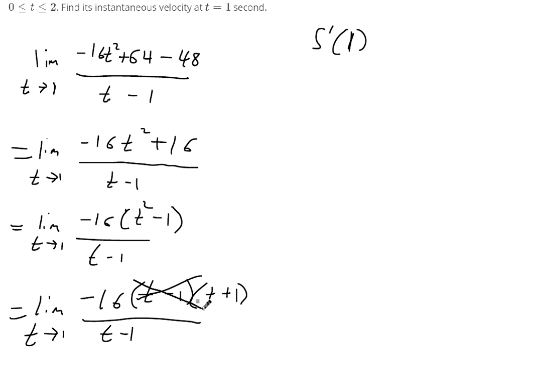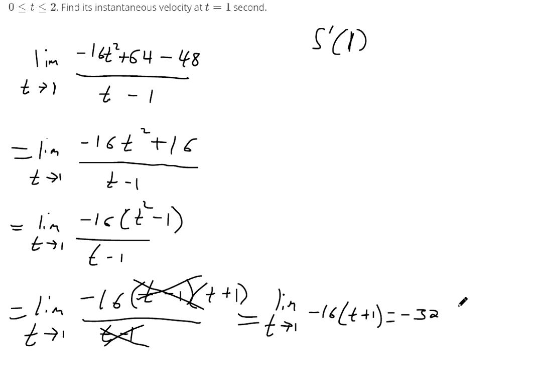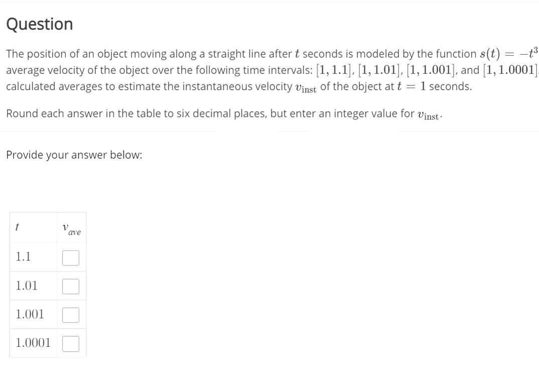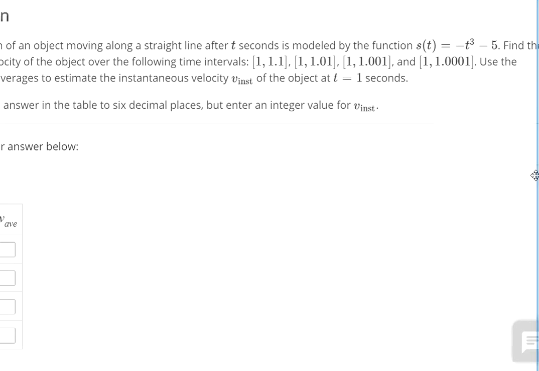And so these cancel out. And so we're left with the limit as t approaches 1 of negative 16 times t plus 1. Now we can plug in 1. Before we had a divide by 0 error, but if we plug in 1, you've got negative 16 times 2, that makes negative 32. So that's the instantaneous velocity. We're decreasing at 32.